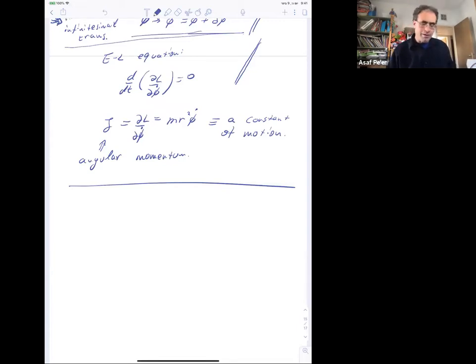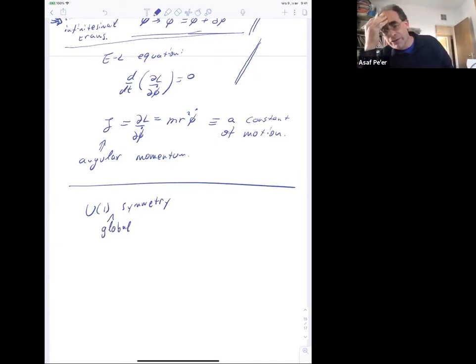On Tuesday, we're going to do the same trick, but for the Lagrangians for particle physics. We're going to start with several simple symmetries. The first will be the U1 global symmetry. That's going to lead us to conservation of the electromagnetic charge.